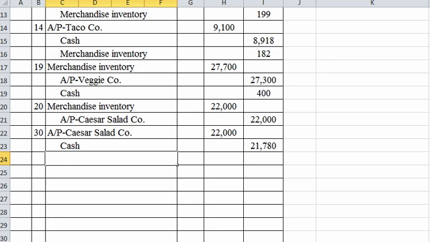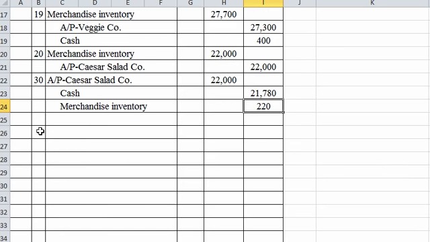Now remember, our inventory, we put it on the books at $22,000 up here, but it only ended up costing us $21,780. So we want to reduce the balance in merchandise inventory by the amount of the discount so that it's on the books at its actual cost. And that should balance the entry. Your two credits added together come back to the amount of your debit.